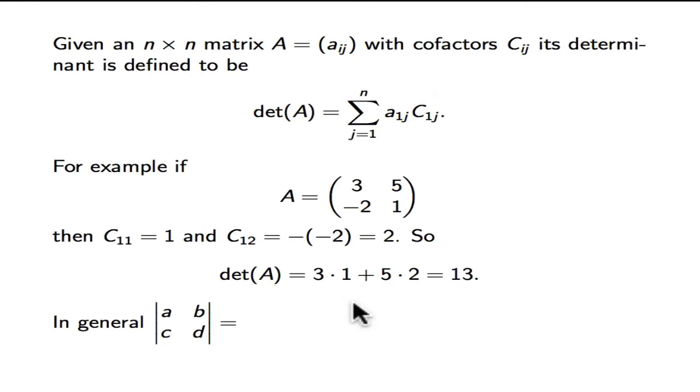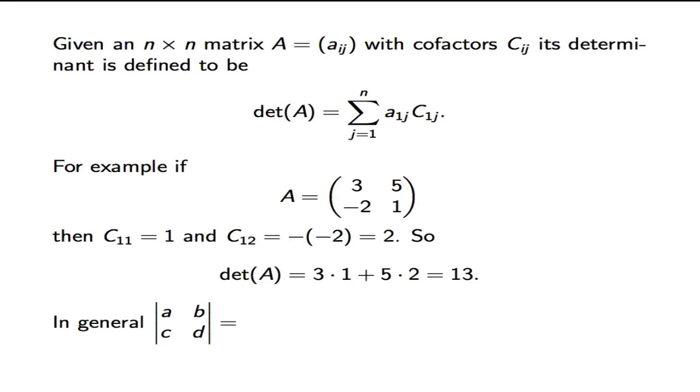And in general, the determinant of the matrix with entries a, b, c, and d is a11, which is a, times C11, and we obtain C11 by deleting first row, first column, we have d. So far we have a times d. And then we need to compute a12 times C12. a12 is b.